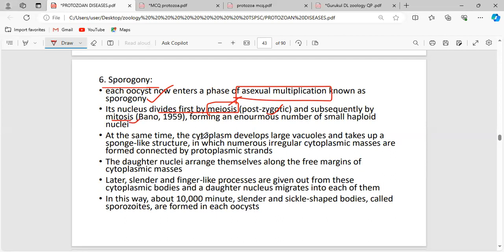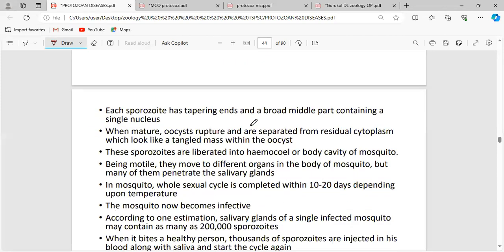At the same time, the cytoplasm develops large vacuoles and takes up sponge-like structures in which a number of irregular cytoplasmic masses are formed, connected by protoplasmic strands. This is not that important. Just know they are undergoing multiplication again. First, meiosis will happen, followed by mitosis, and this meiosis is also called the reduction division.